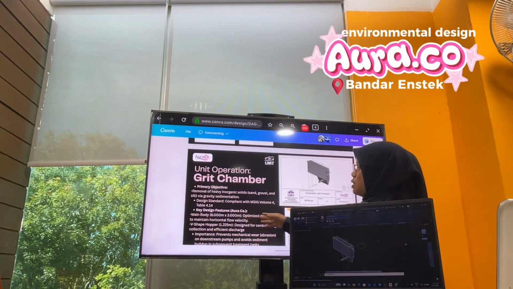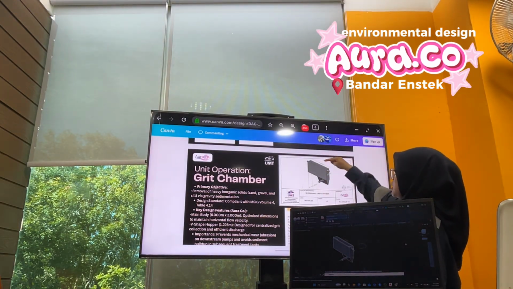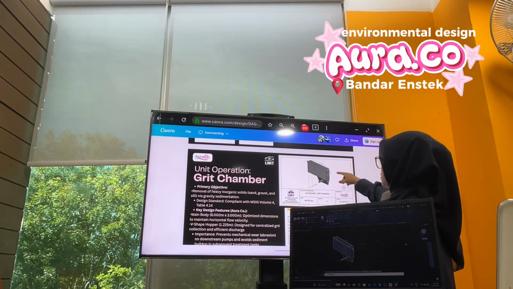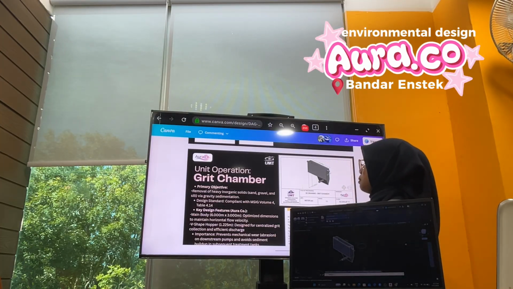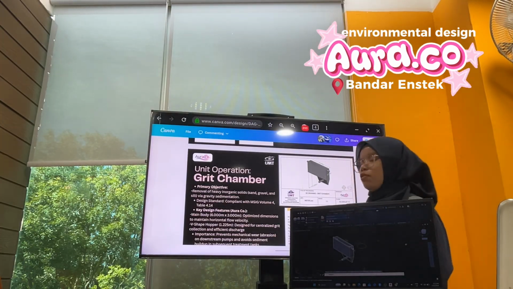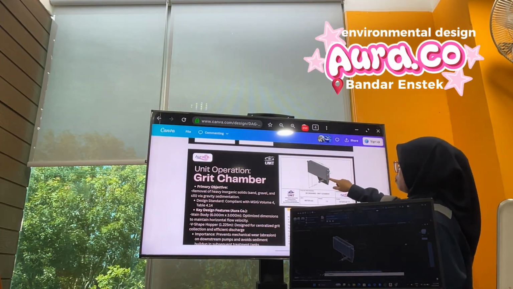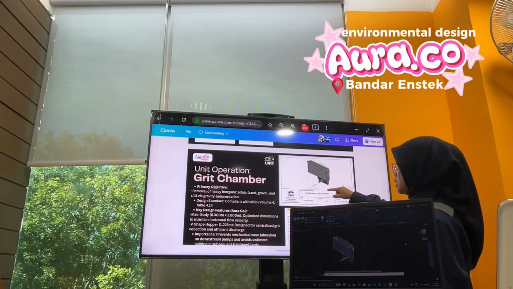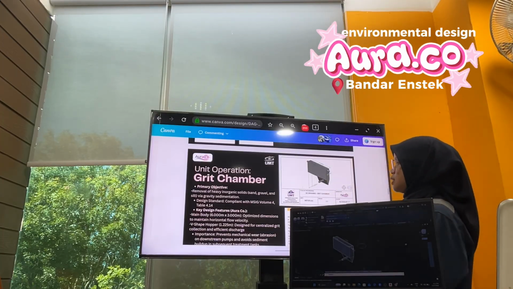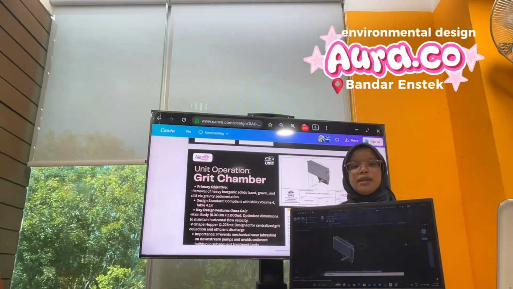The key design features: the main body is 6 meters times 3 meters. This is an optimized dimension to maintain horizontal flow velocity. The V-shaped hopper is 1.225 meters, designed for centralized grit collection and efficient discharge.